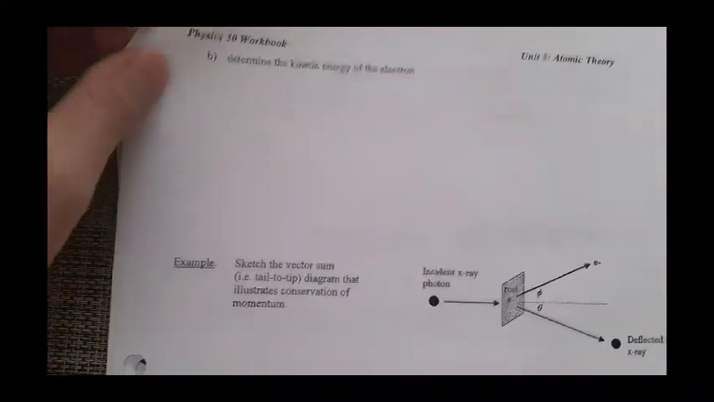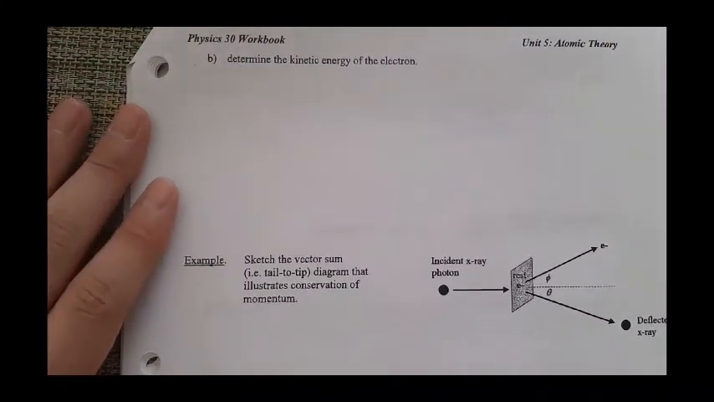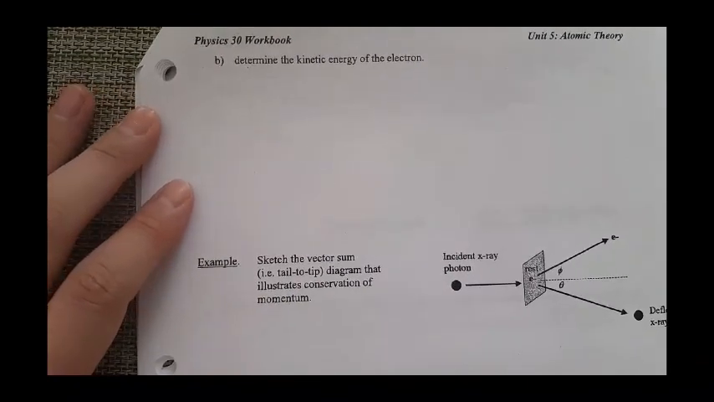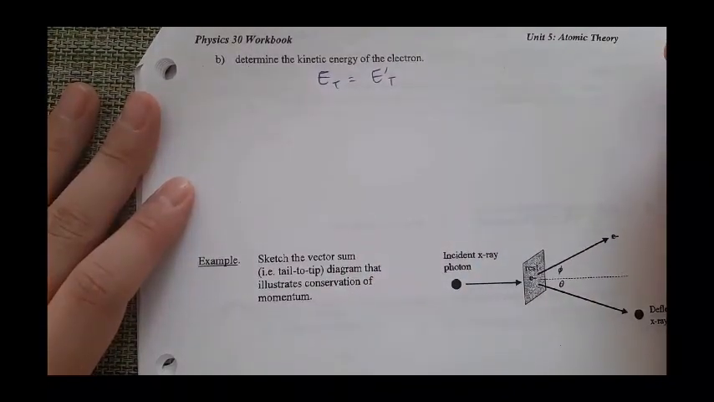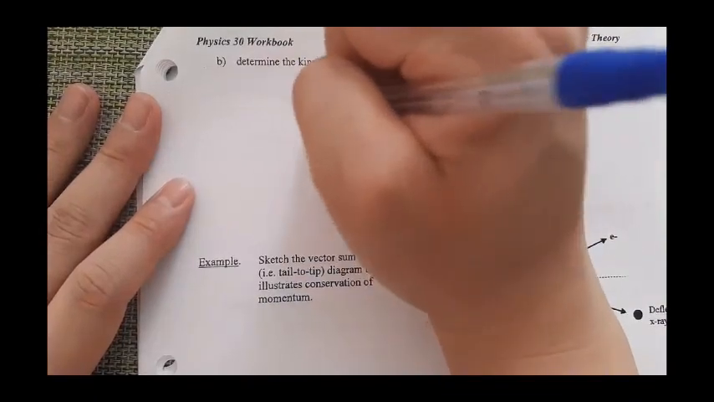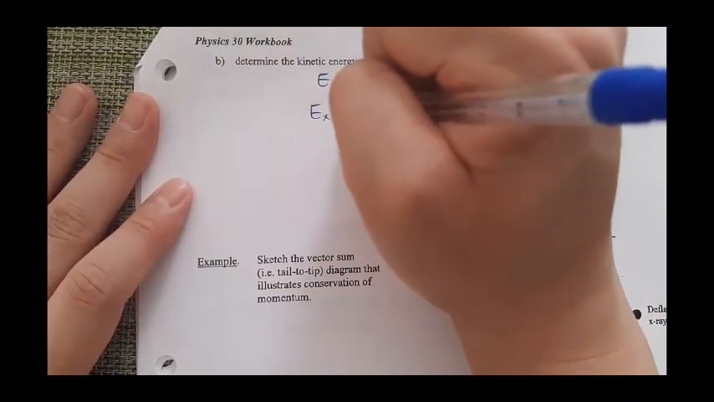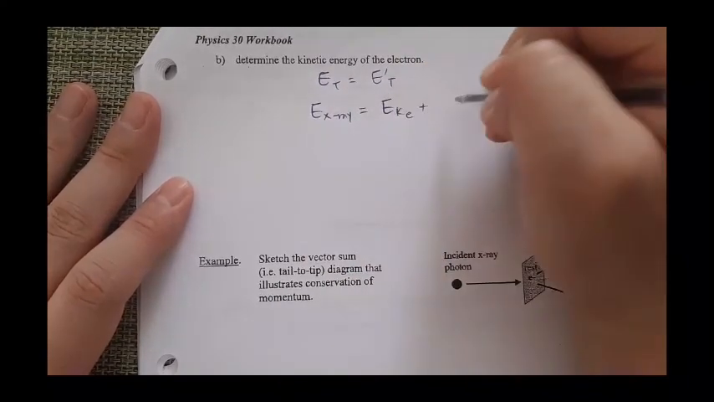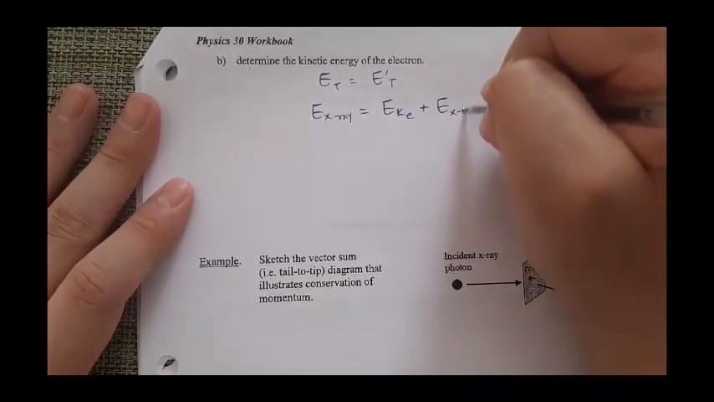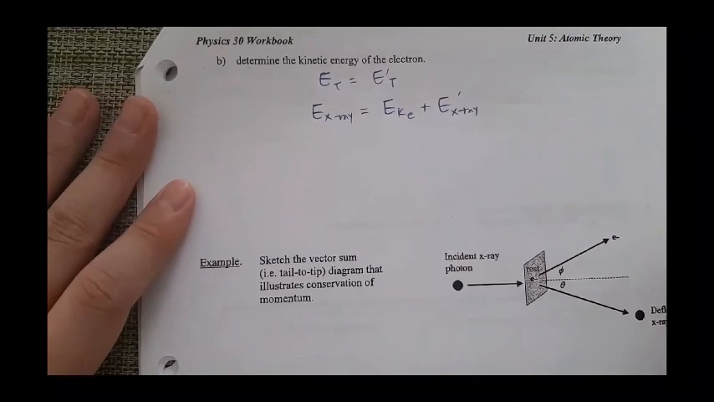Now, determine the kinetic energy of the electron. Then we are going with conservation of energy. My total initial energy and my total final energy should be equal. I have the X-ray incoming energy, which is equivalent to my kinetic energy of the electron, plus the X-ray final energy, something like that.